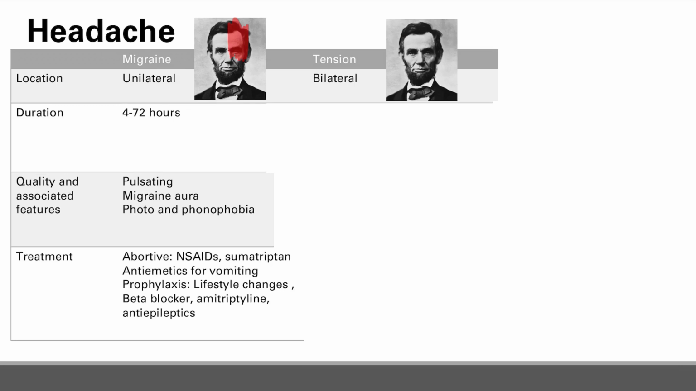Next headache is called a tension headache, and the location here is bilateral. And what it is, you feel like a tension band around your head. So that's why it's called a tension. It's like a tight squeezing of your head. Duration can be varied. It can be very short and go away quickly, or it can be chronic, so it can be weeks of constant tightness of headache.